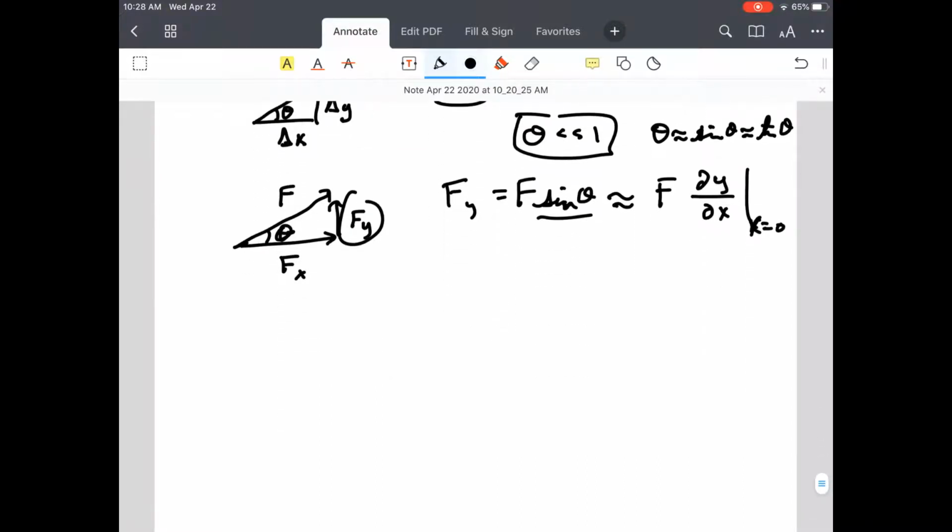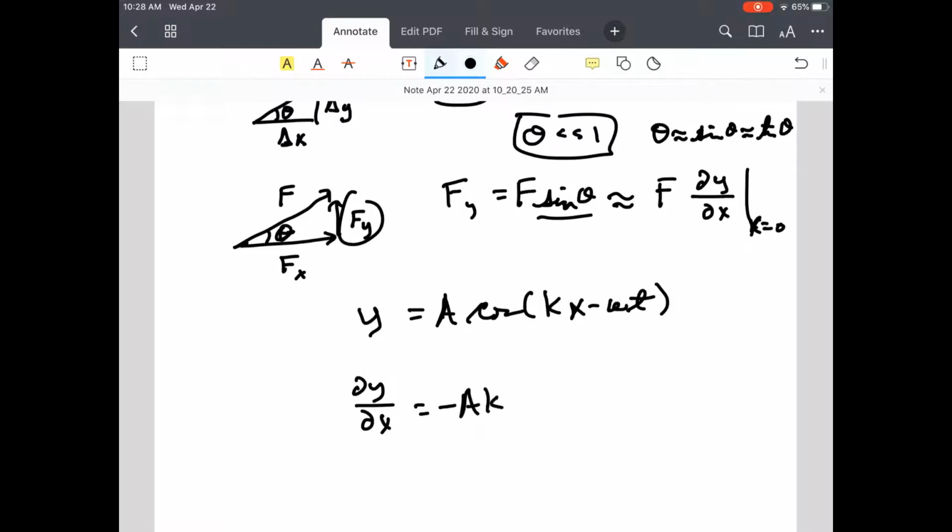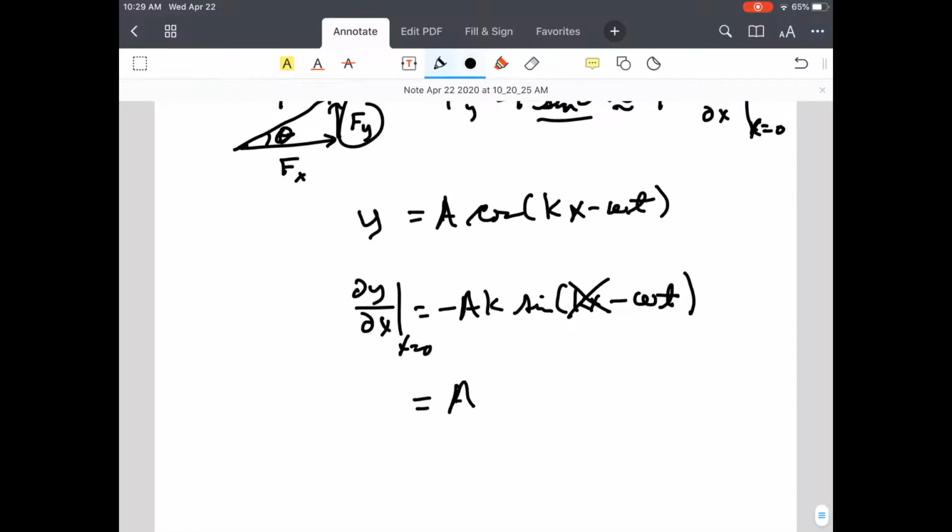All right, so we can actually plug into this equation. If we know the wave equation, y is equal to a cosine kx minus omega t, and the partial derivative with respect to x, as we've seen in class, was negative ak sine kx minus omega t, which, when we evaluate it at x equals 0, is just positive ak sine omega t. All right? So that's my derivative.